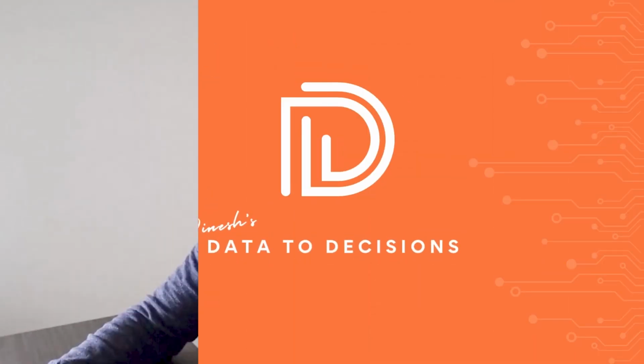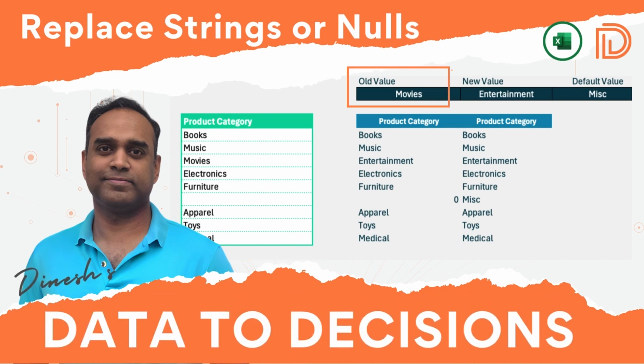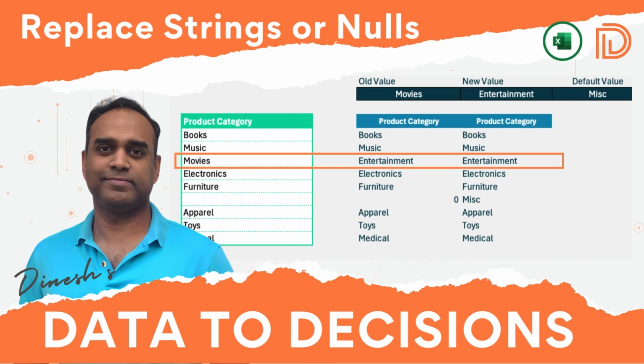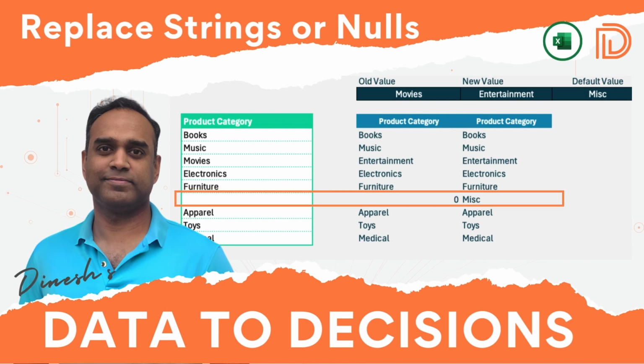In this video, I'm going to take a list of values, in this case, product categories. And whenever I find a specific value, I want to replace it with another string. This can be useful if you want to replace a certain value with another value in your entire column of values. I will also show how you can use a default value. If you find a value missing in your source list, how can I replace those blanks with another value, which is a default value across my entire data set? That's what we're going to do using some simple Excel formulas in this video.